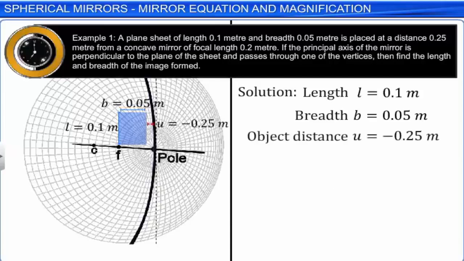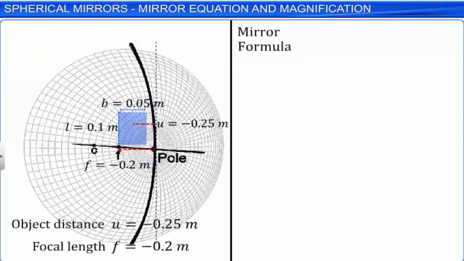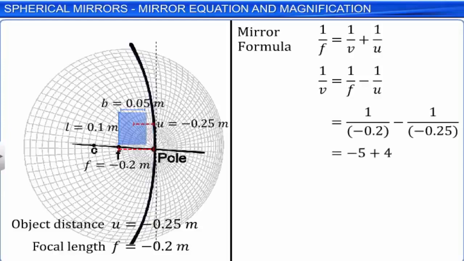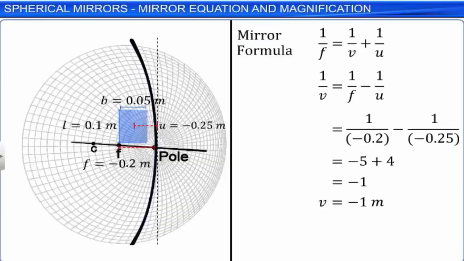According to the mirror formula, 1 by F is equal to 1 by V plus 1 by U. This can be written as 1 by V is equal to 1 by F minus 1 by U. Substituting the values for U and F, and on simplification, we get V is equal to minus 1. That means the image is formed at 1 meter from the mirror.